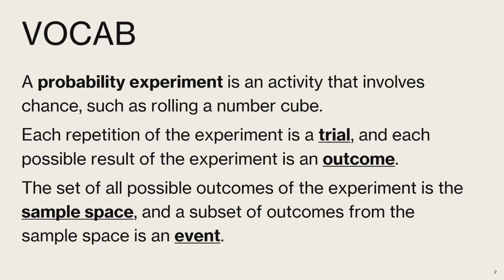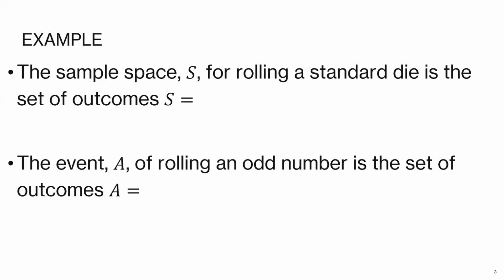The set of all possible outcomes in an experiment is called the sample space. For example, if you're rolling a standard die, the sample space consists of the numbers 1 through 6. And then a subset of the outcomes from the sample space is called an event. We typically write a sample space with curly brackets and then just a list of all of the possible outcomes with commas in between.